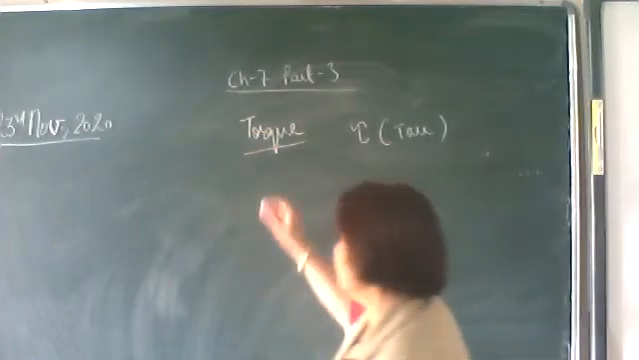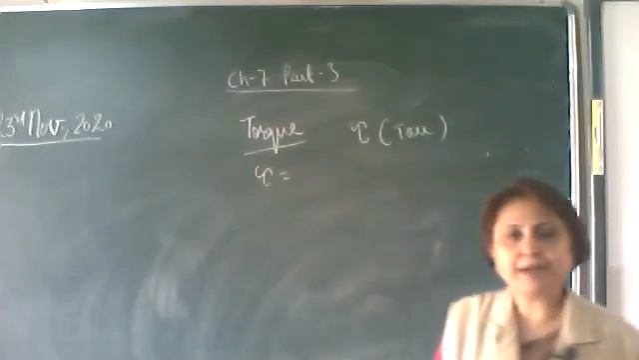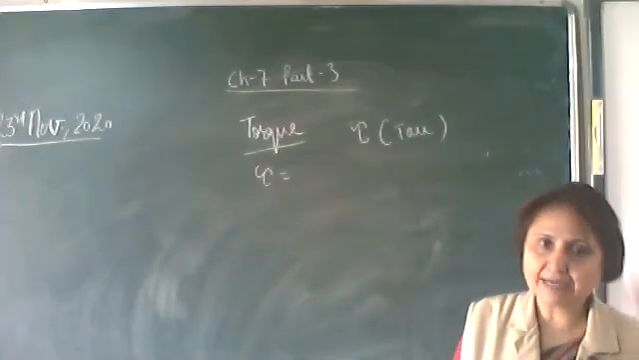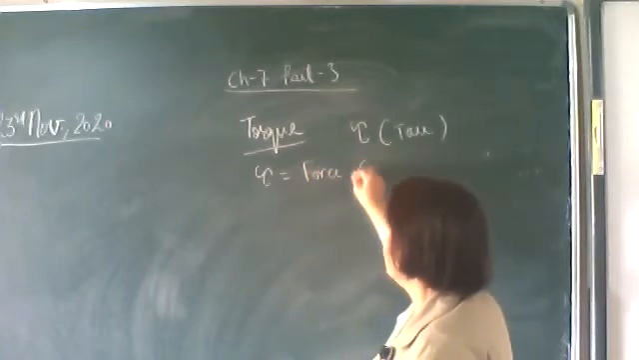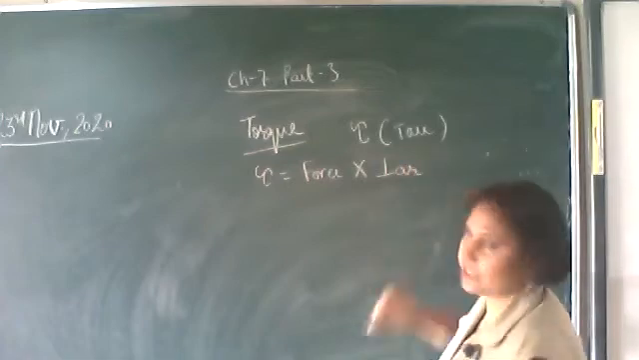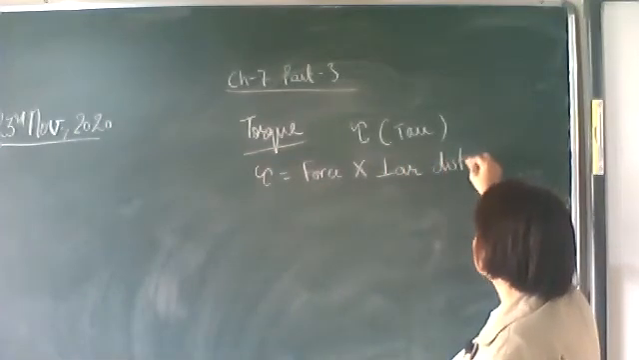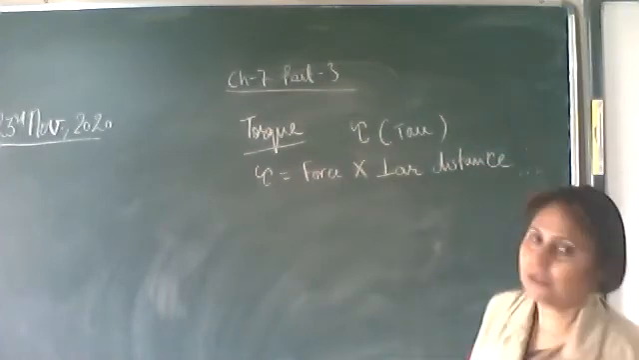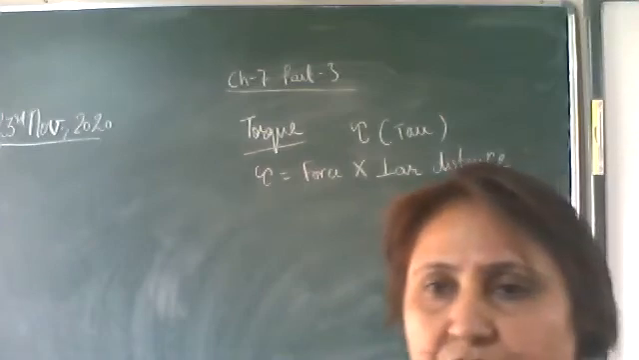Now mathematically, this tau is equal to force into the perpendicular distance from the axis of rotation. So tau is equal to force multiplied by perpendicular distance from the axis of rotation.